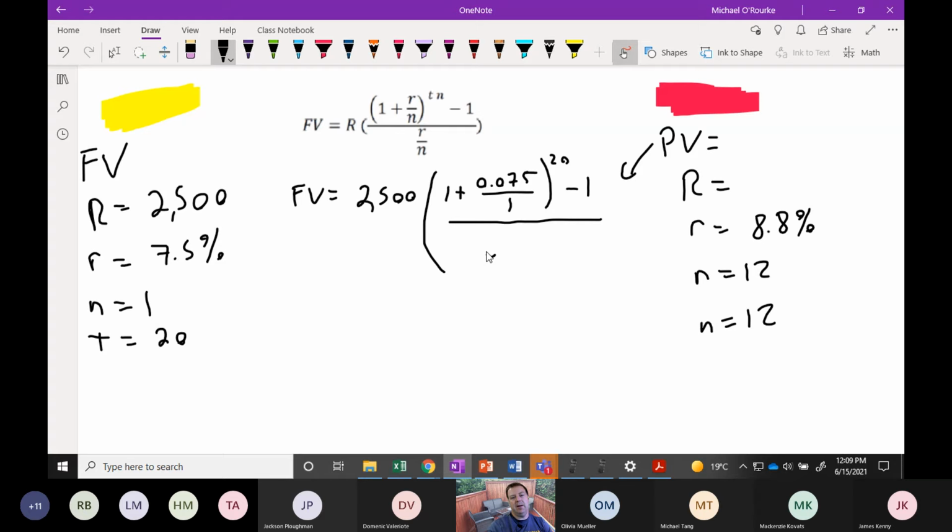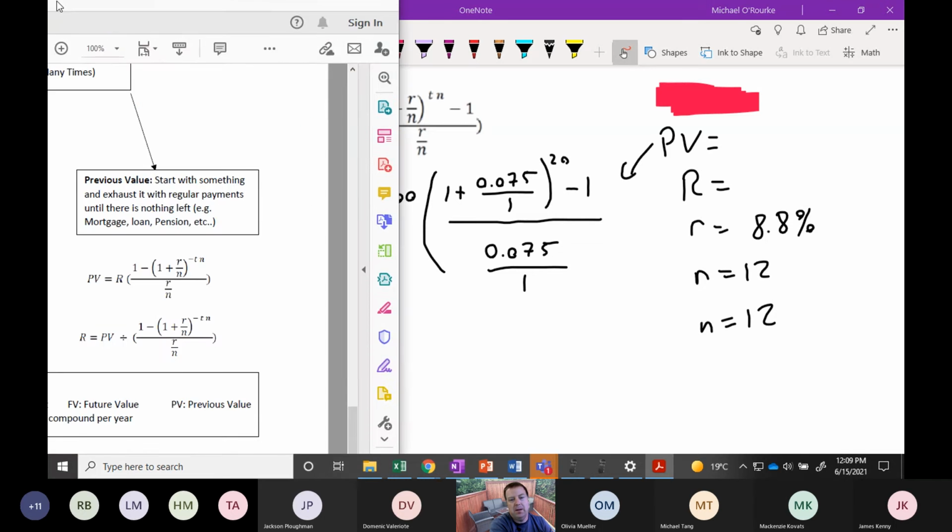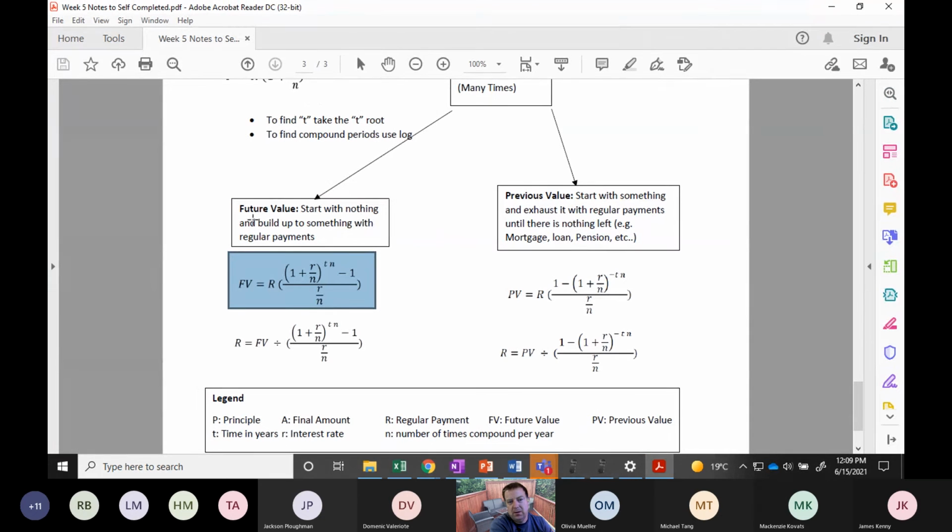You have to understand, Yosan, what's happening to the investment. If an investment is building money, like I'm starting with a low amount and going upwards in my investment, then it's a future value, right? If you take a look at this chart here, future values start with nothing and build up something with regular payments. Now, if I'm taking money out, that's where I'm starting with money or exhausting it.